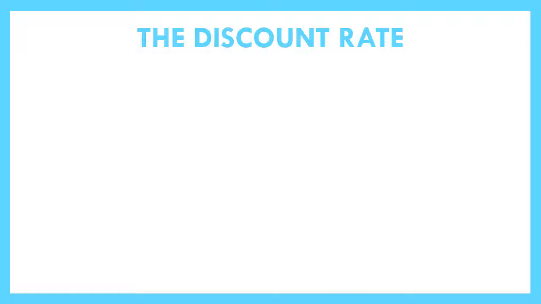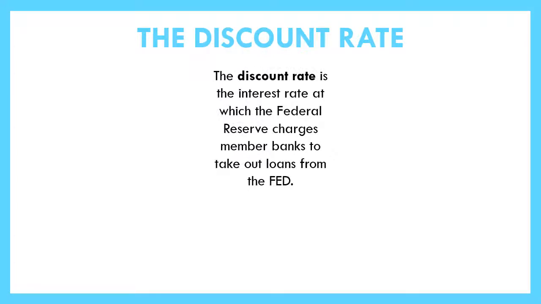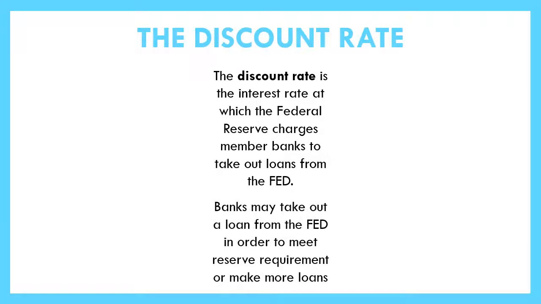The discount rate is just the interest rate that the Federal Reserve is extending to its member banks in order to take out loans from the Federal Reserve. Now, banks may take out a loan from the Fed for a couple different reasons. One of those might be in order to meet their reserve requirement. Maybe they get to the end of the night and they're not at their reserve requirement for the day, and so they have to take out a loan from the Fed in order to meet that reserve requirement. Maybe they just want to make more loans for the day, and so they borrow money from the Fed in order to do that.